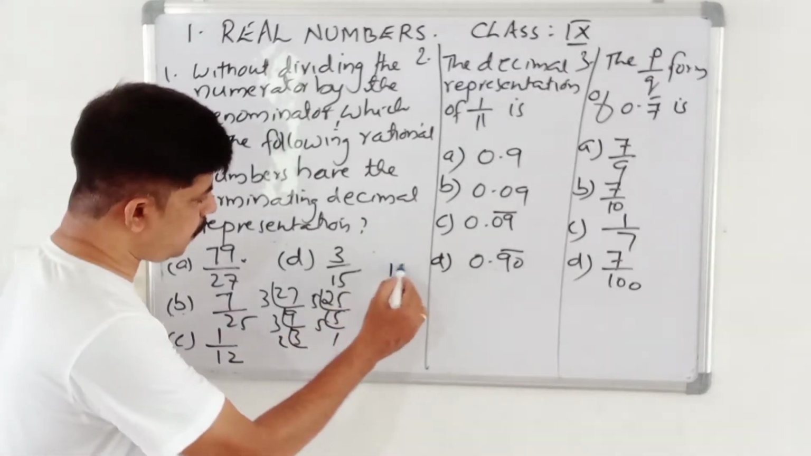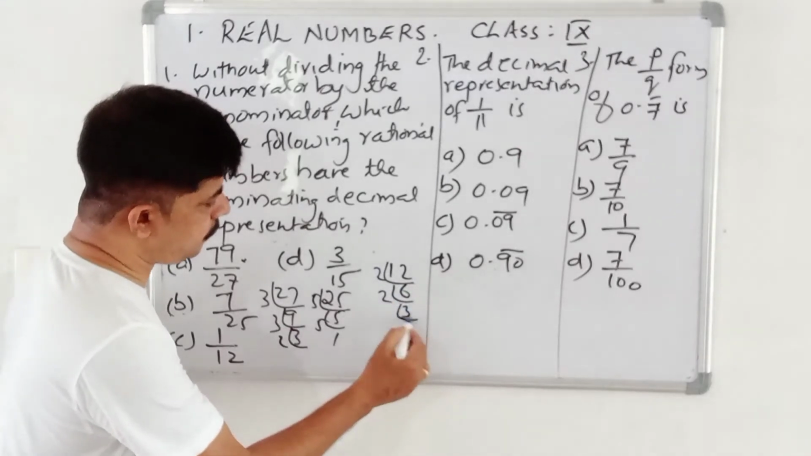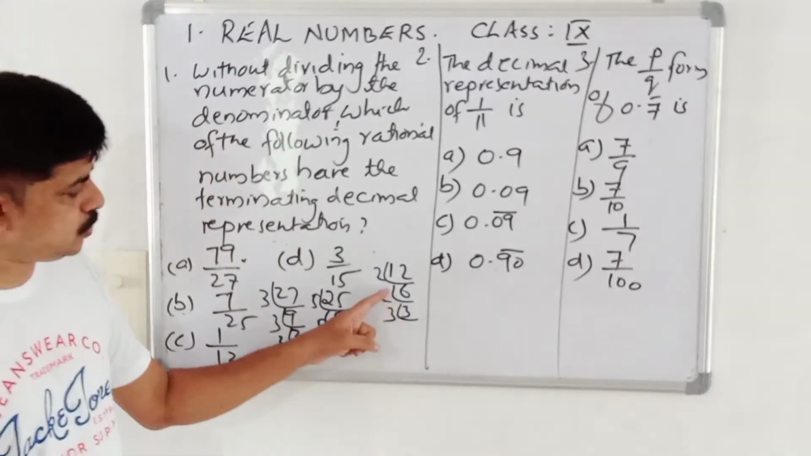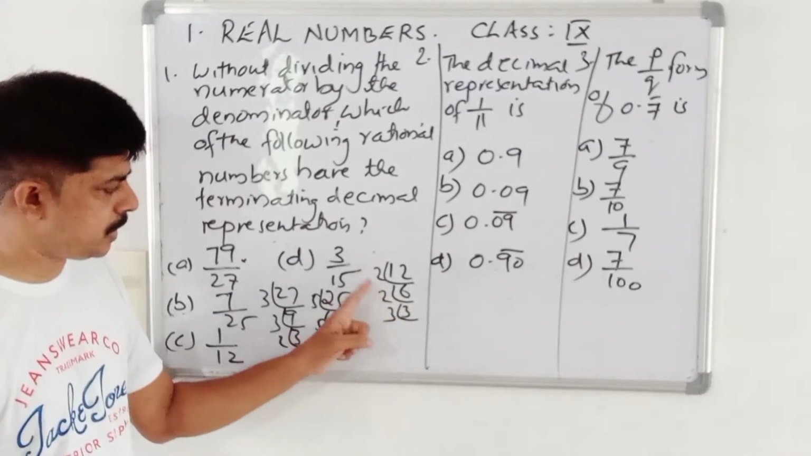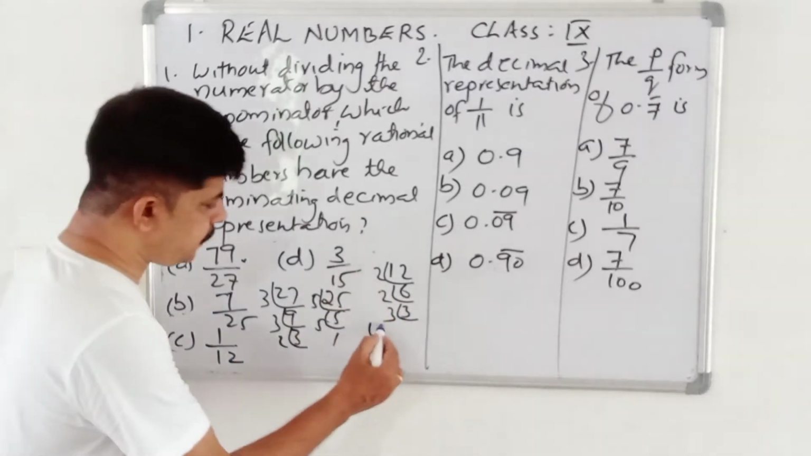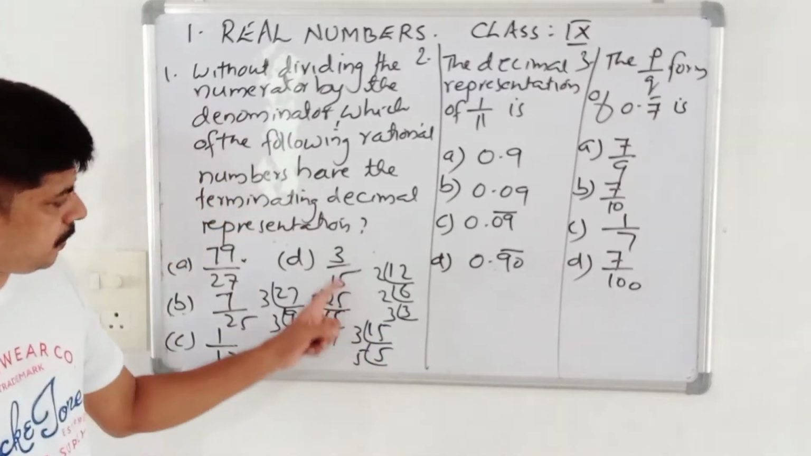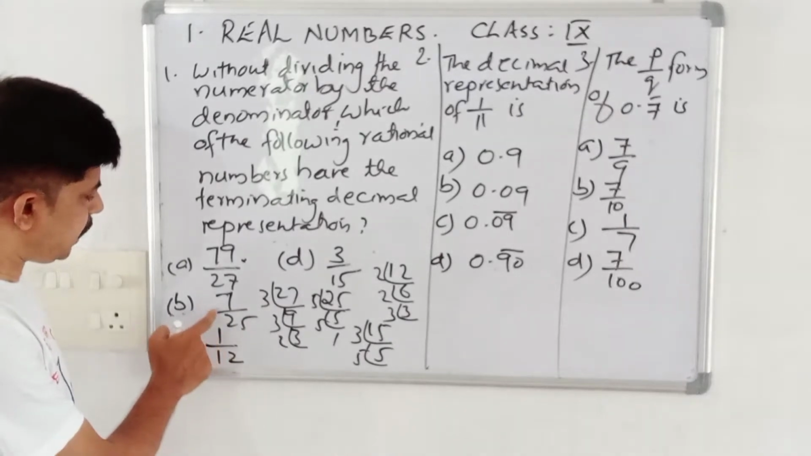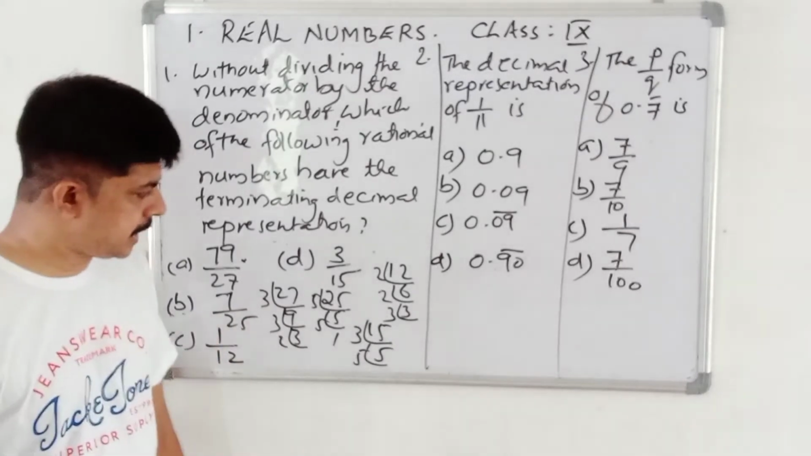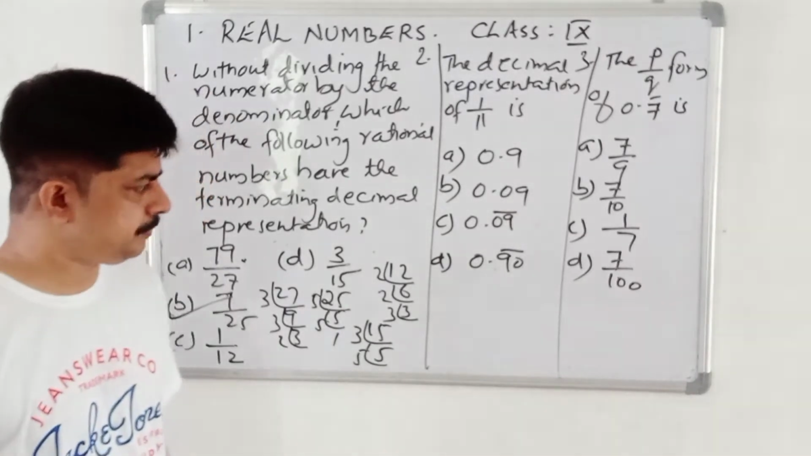Whereas 1 by 12, when you factorize 12, we are also not getting only 2 or 5. Other than 2 or 5, no number should occur. Here we have 3 also occurring. Therefore this is not terminating. 15 also, while factorizing, we get 3 and 5. Therefore from the following rational numbers only this one is the terminating decimal. Therefore, which one is our correct answer? Option B is the right answer.